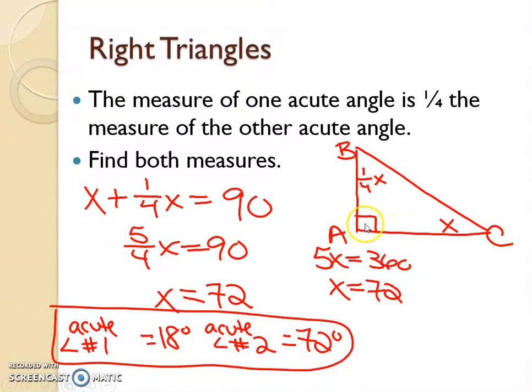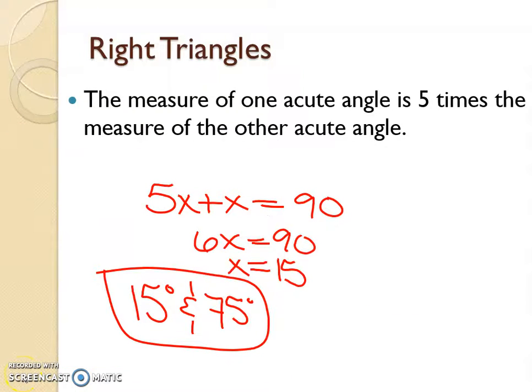Now because one angle is 90, you can say these two angles sum to 90, because 180 minus 90 is 90. So we're going to do x plus 1/4 x equals 90. x plus 1/4 x is 5/4 x equals 90, because 1 is 4/4 plus 1/4. Then you're going to divide 90 by 5/4, which on the calculator is 72. So 72 is x, and 1/4 of 72 is 18. So this is 18, this is 72, altogether 90.